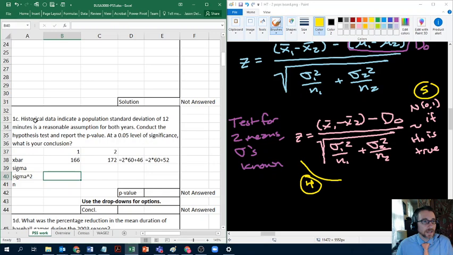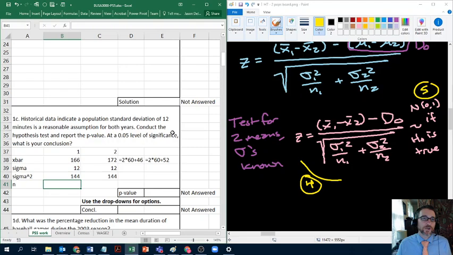Sigma, here it says, historical data indicate a population standard deviation of 12 minutes is a reasonable assumption for both years. Conduct the hypothesis test and report the p-value. At a 0.05 level of significance, what is your conclusion? So if sigma is 12 for both of these, sigma squared is going to be 144, right? I can raise it to the second power.